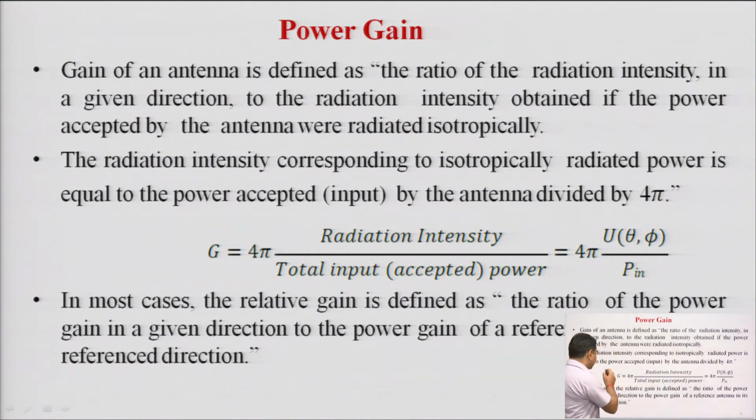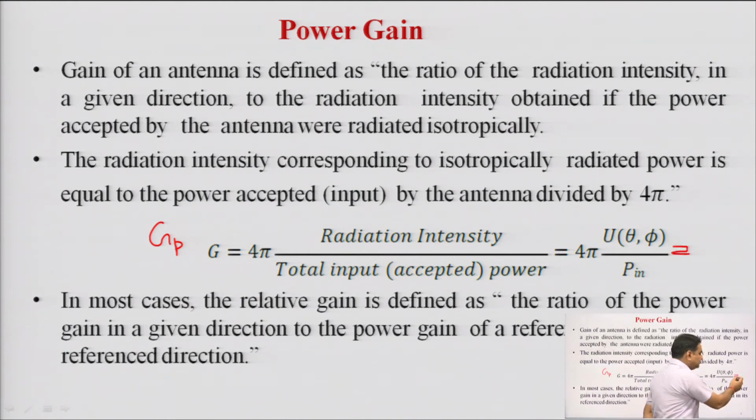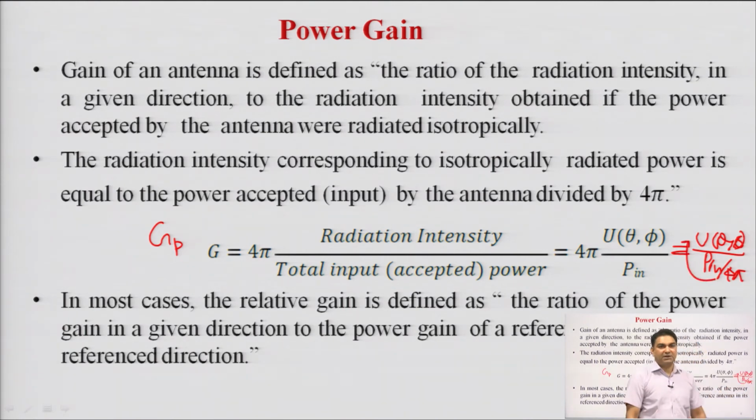G, it is also written as GP. This is known as the power gain, and this power gain is given as the radiation intensity upon total input power into 4 pi. In the same way, we can also say that this is the average radiation intensity, meaning U(theta, phi) upon total input power P_in upon 4 pi, and this 4 pi is coming here.